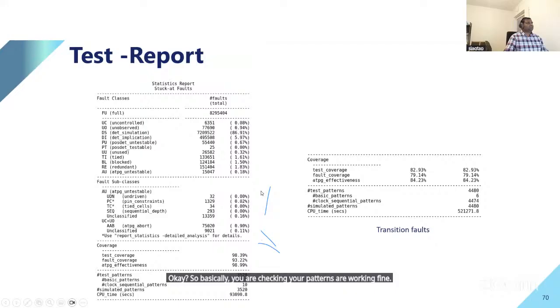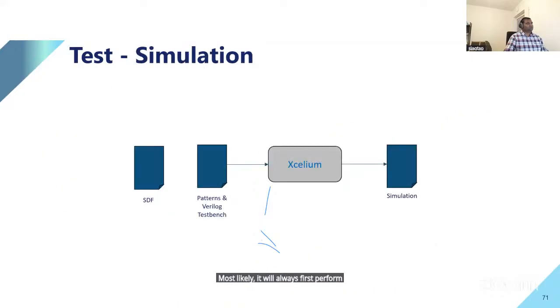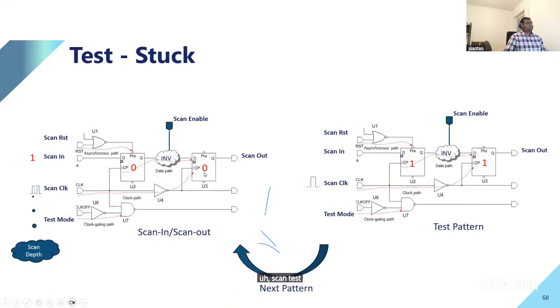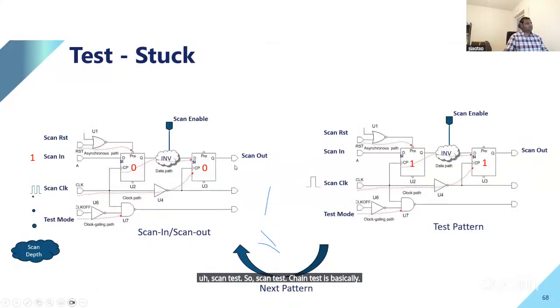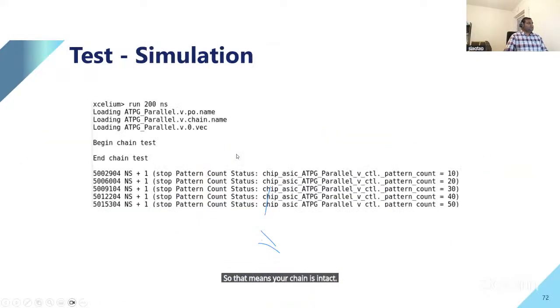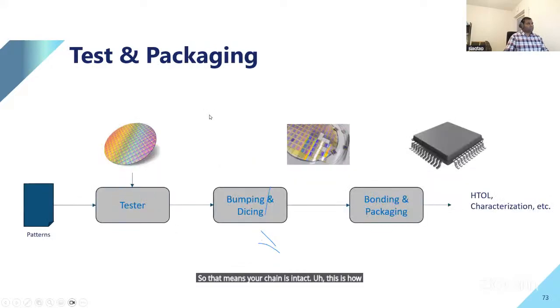So most likely, it will always first perform this scan test. So this chain test. Chain test is basically just pipelining through this flip-flop shift register. So whatever you're feeding in, seamlessly comes out. So that means your chain is intact. This is how a test simulation looks like.